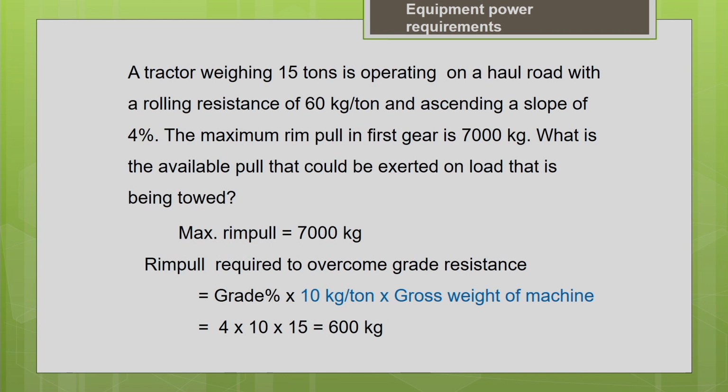Now, let us work out a problem on how to estimate the power requirements of the machine. A tractor weighing 15 tons is operating on a haul road. The gross weight of the machine is given as 15 tons, which means it includes its empty weight as well as the load it is carrying. The rolling resistance is given as 60 kg per ton. You can also take it from the literature, since tables are available for the rolling resistance of a particular haul route.